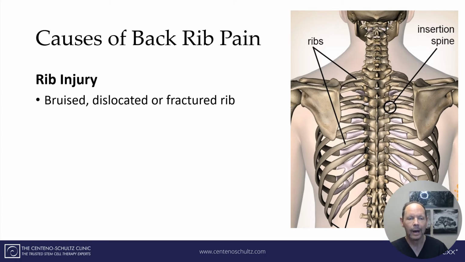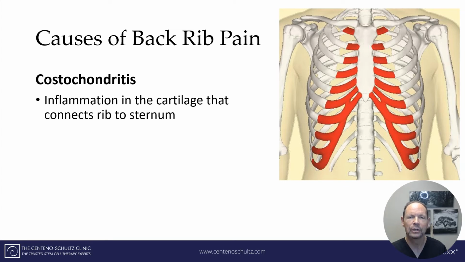Number 1, of course, a rib injury. Ribs are those things that come across. There's 12, and they articulate in the back as well as in the front. Ribs, any athlete will know, are susceptible to injury, which include bruising, dislocation, or fracture. Number 2, costochondritis, just a fancy term for inflammation of the cartilage that joins the rib to the sternum. This can be very, very painful when it gets inflamed.